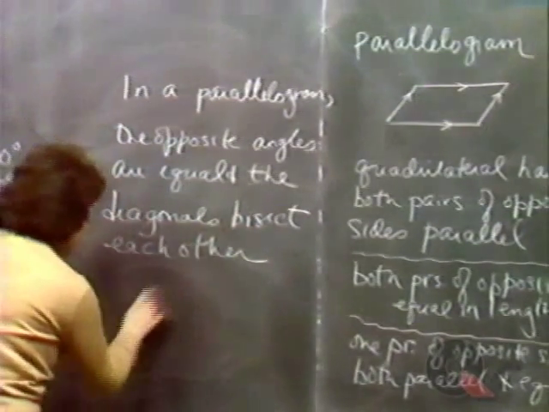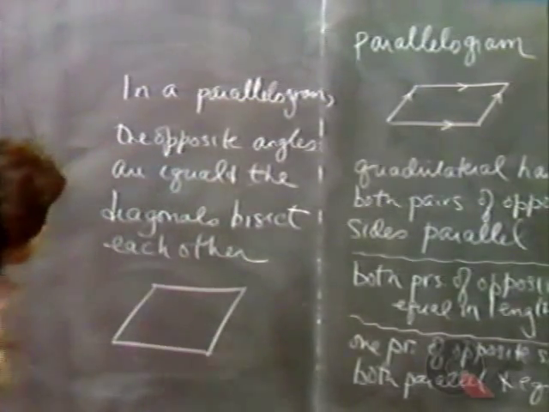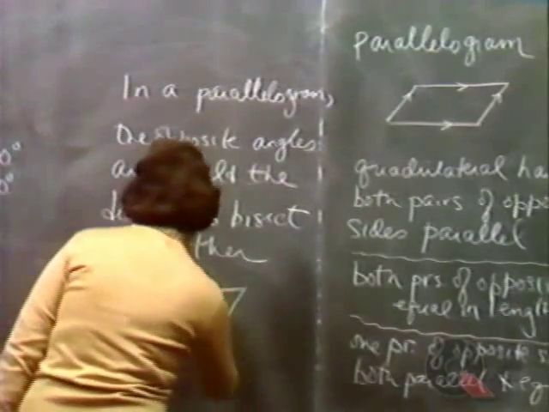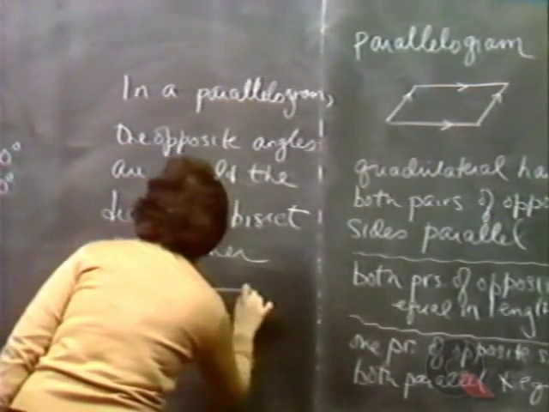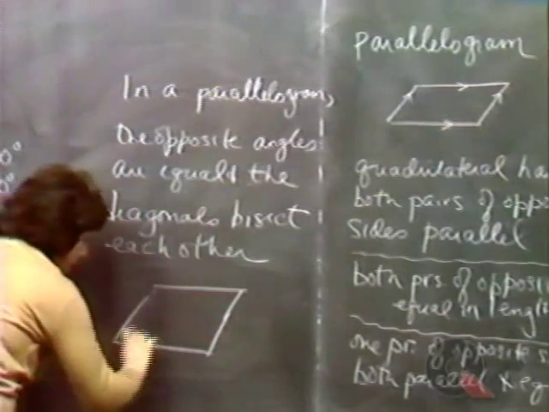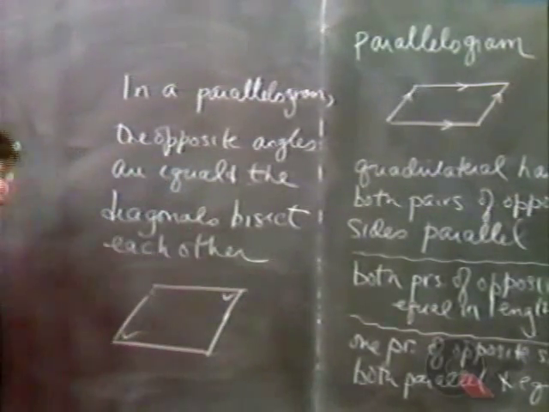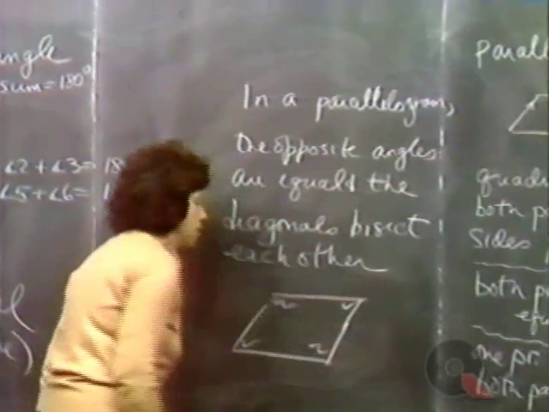Okay, let me illustrate that for you. If you have a parallelogram, it doesn't look much like a parallelogram. Anyway, use your imagination. This angle is equal to this angle. The opposite angles are equal. This angle equals this angle.